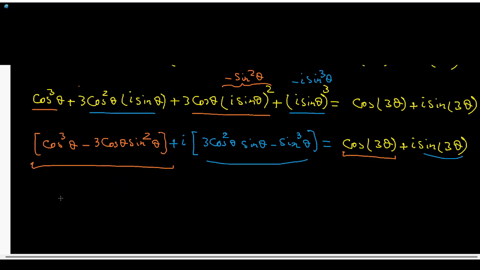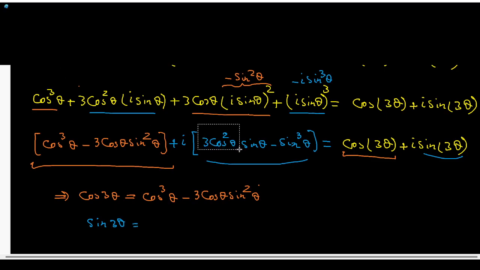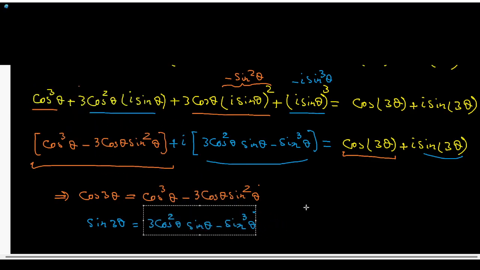So we get cosine of 3 theta as cos cubed of theta minus 3 cos theta times sine squared of theta. And we also get sine of 3 theta as 3 cos squared sine minus sine cubed. In my opinion, this is awesome and incredibly fast, at least much faster compared to using the sum and difference identities.